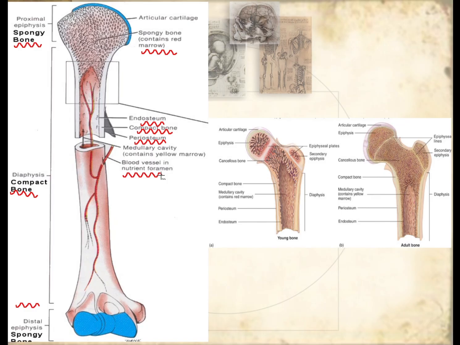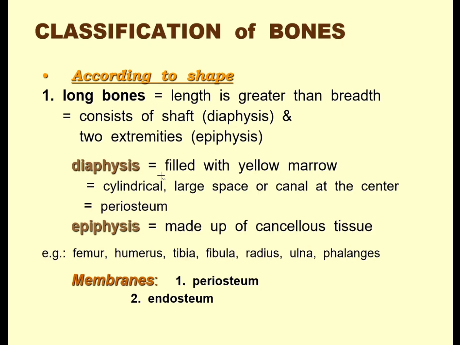Next, if we talk about the classification of bone according to shape, first is long bones. In long bones, the length is greater than the breadth.